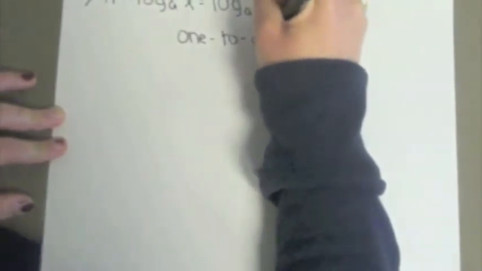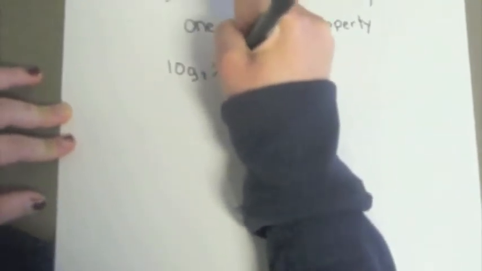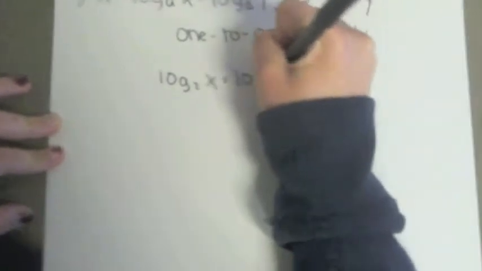Property 4 is if log base a of x is equal to log base a of y, then x is equal to y. This is known as a one-to-one property. For example, if you were to solve for x in log base 2 of x equals log base 2 of 3, x would equal 3.